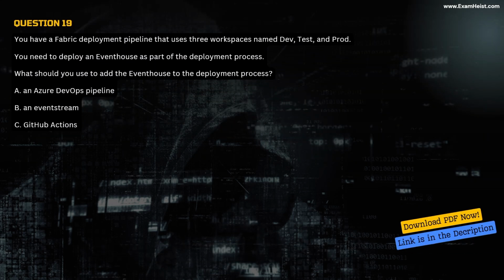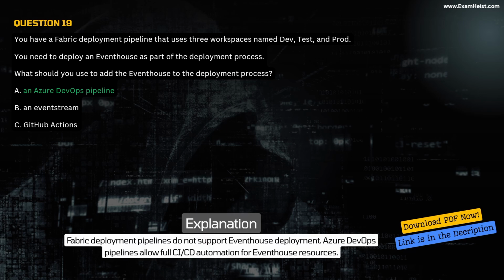Question 19. You have a Fabric deployment pipeline that uses 3 workspaces named Dev, Test, and Prod. You need to deploy an event house as part of the deployment process. What should you use to add the event house to the deployment process? A. An Azure DevOps pipeline. B. An event stream. C. GitHub Actions. Correct answer A. An Azure DevOps pipeline. Explanation. Fabric deployment pipelines do not support event house deployment. Azure DevOps pipelines allow full CI/CD automation for event house resources.